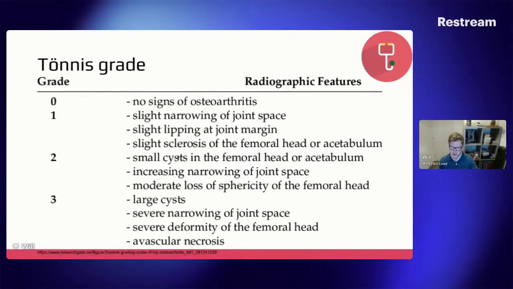As you progress through the grades, you're looking at worsening of the narrowing of the joint space. You start to see effects on the femoral head itself. It becomes less spherical. And as you start to get into grade 3, you start to see severe narrowing of the joint space, severe deformity, severe sclerosis, and it may even progress to avascular necrosis.